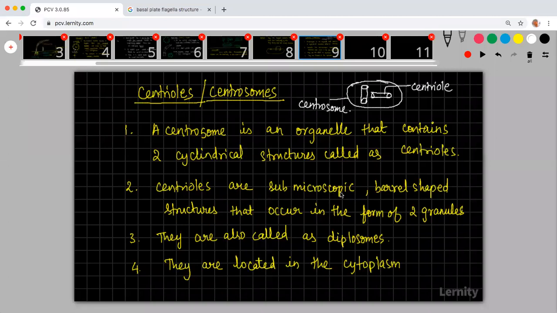The centrioles are microscopic, barrel shaped. You are able to see that they look like a barrel that occurs in the form of two granules. So you have two granules, and we call them what? Diplosomes. Diplosome means two structures are there. Where are they located? They are located in the cytoplasm.